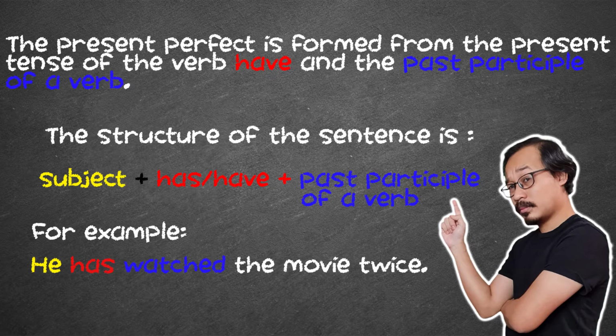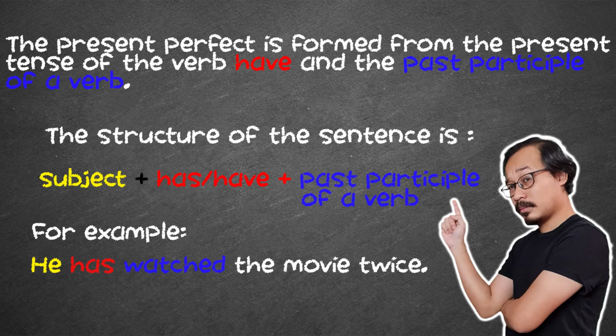Whether you want to use has or have, it all depends on your subject. Then, you would have the past participle form of the verb after has or have. For example, in this sentence, he has watched the movie twice. Now, in this sentence, he is the subject there. So for this one, we have to go with has. Remember this. Whether you want to use has or have, it all depends on your subject.